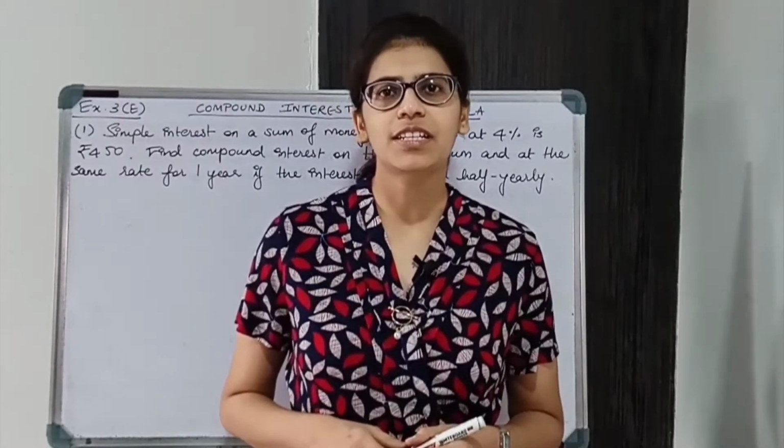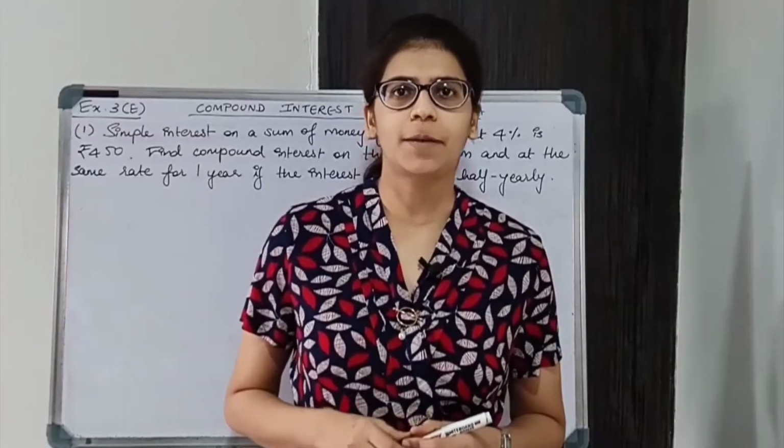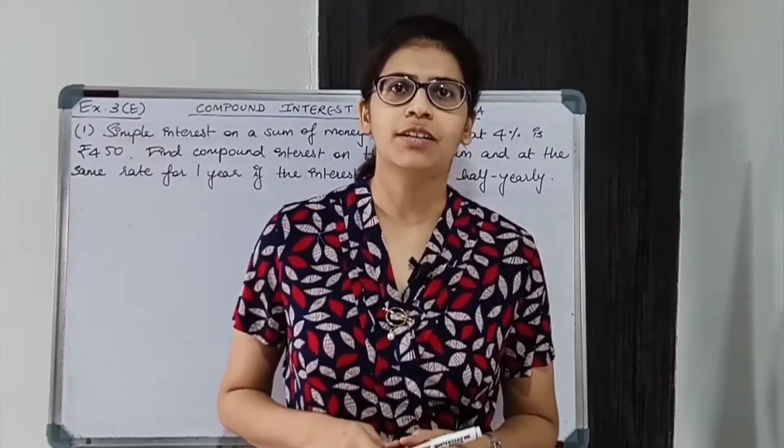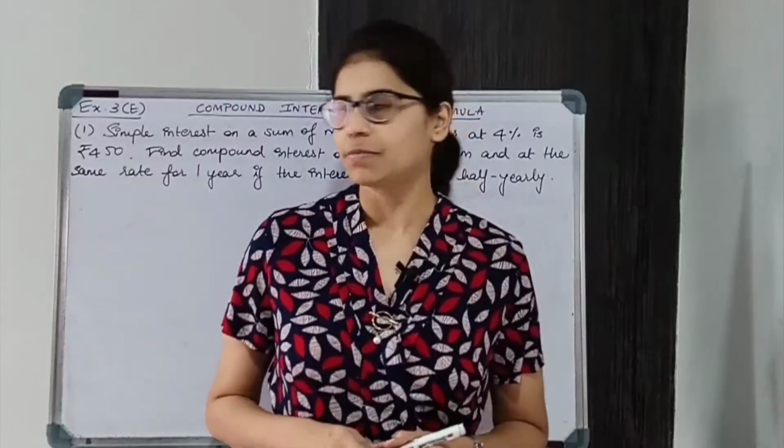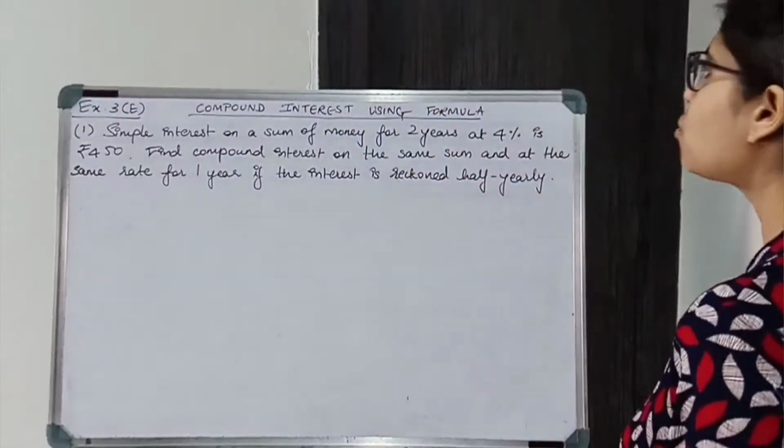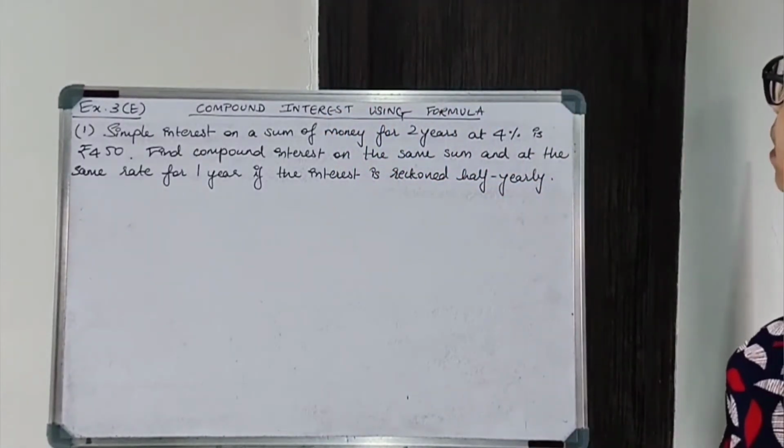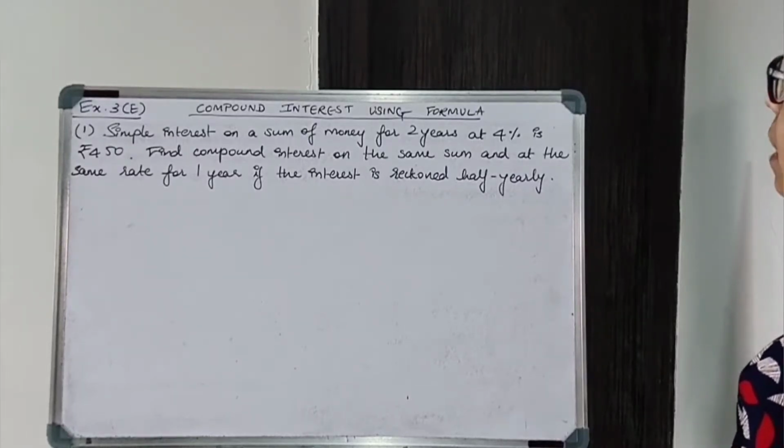In this video we'll start with exercise 3E from the chapter Compound Interest using formula. So starting with question number 1. Simple interest on a sum of money for 2 years at 4% is rupees 450. Find compound interest on the same sum and at the same rate for 1 year if the interest is reckoned half yearly.